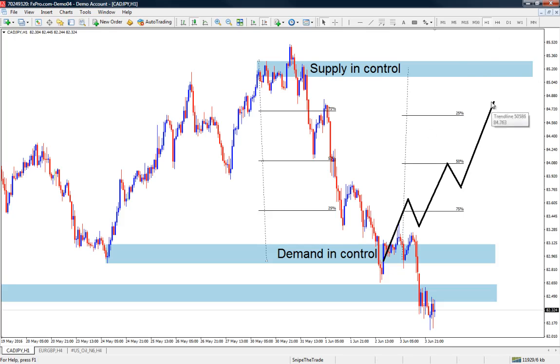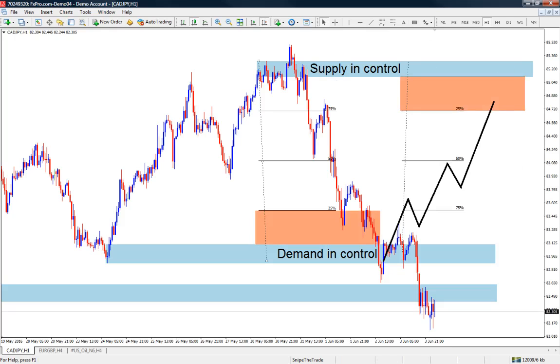The demand might absorb all the supply and continue its move to the upside, or the supply can actually overcome the demand and price can actually bounce and continue to the downside. And that is why we are going to be looking very hard at that 25 area for that reaction to the demand when we are in a down move, or that 25 area and that reaction to the supply when we are in an up move.